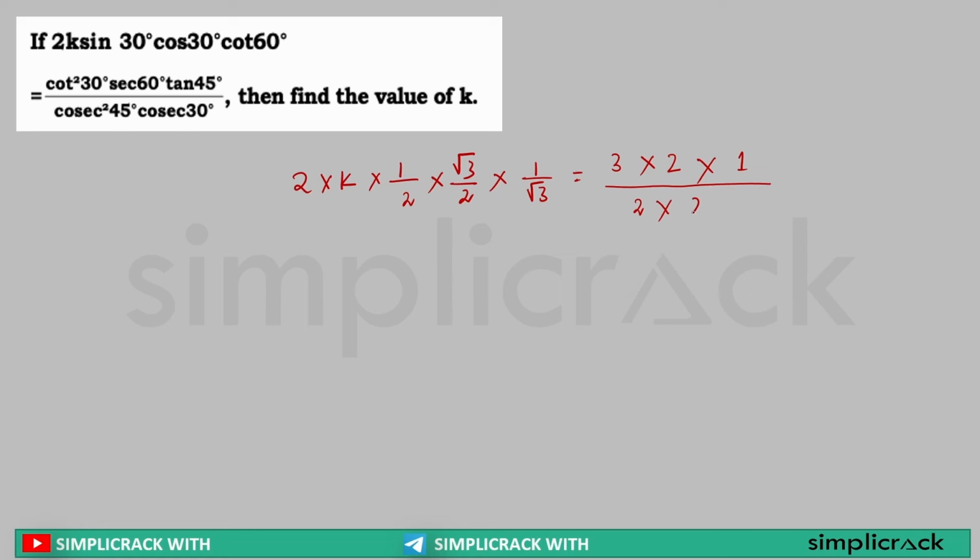Cosec 30 means 2. Clear? Yes or no? Yes. Sir, 2 crossed out, 2 both side crossed out. Yes or no? Here 2 crossed out. Clear? Here root 3 crossed out. So what is remaining here? K into 1, that is K equal to 3 into 1, that is 3. So what is the value of K? The value of K is equal to 3. Clear? Sorted? See, questions are easy. We should be able to understand its application.